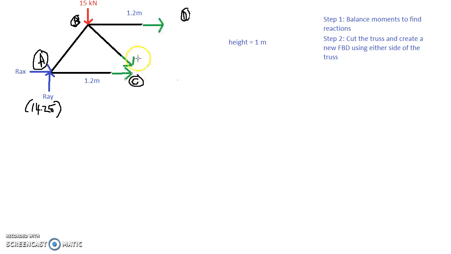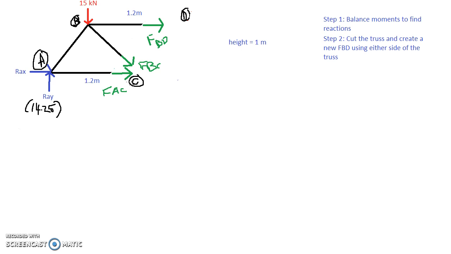Okay. So there are my forces. This one here is FBD because it's between the joints B and D. This one here is FBC. This one here is FAC. So we can find them all.